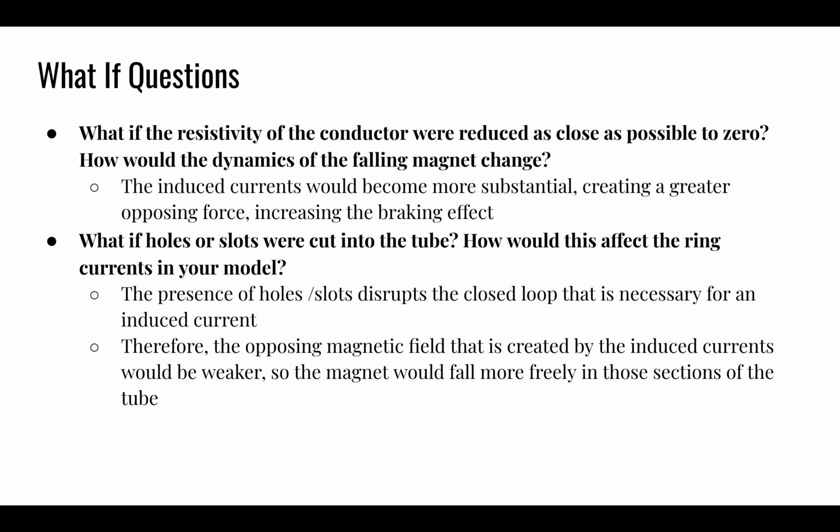if there was less resistivity, the induced currents would become more substantial, creating a greater opposing force and increasing the braking effect. If there are holes or slots cut into the tube, their presence would disrupt the closed loop that's necessary for induced current. And then our opposing magnetic field would be weaker, so the magnet would fall more freely in these sections of the tube.